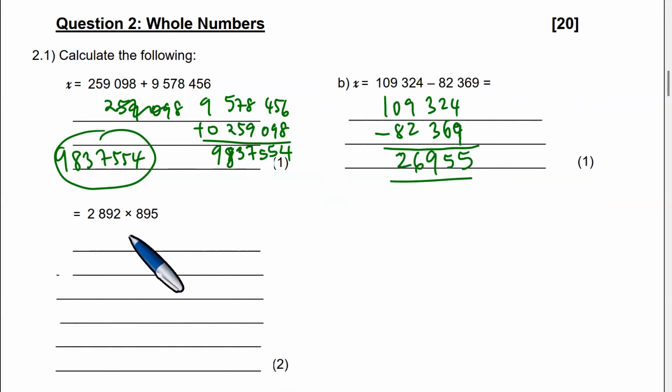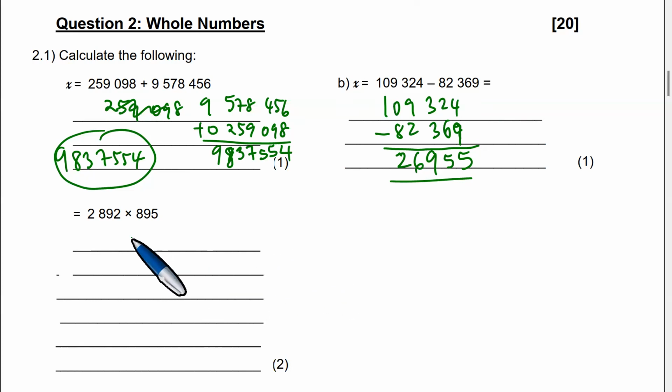Okay, let's do this one here. 2892 times 895. And tell me the answer, please, when you're done. What's the answer? It says it's 2,588,340. Okay, let's check that one.